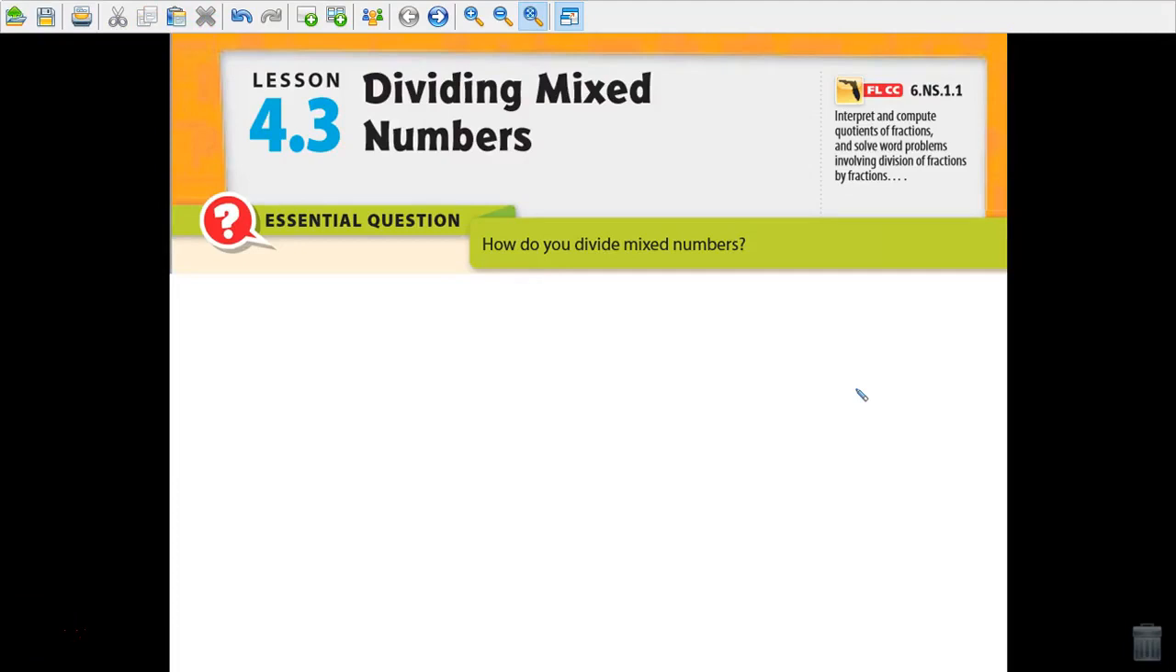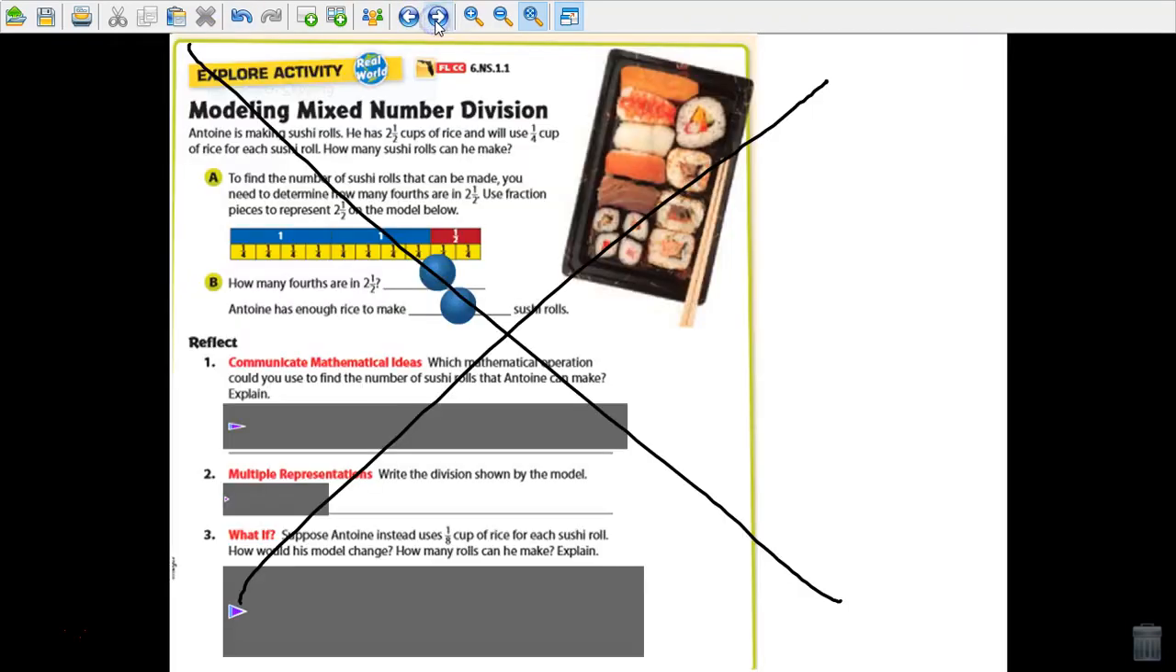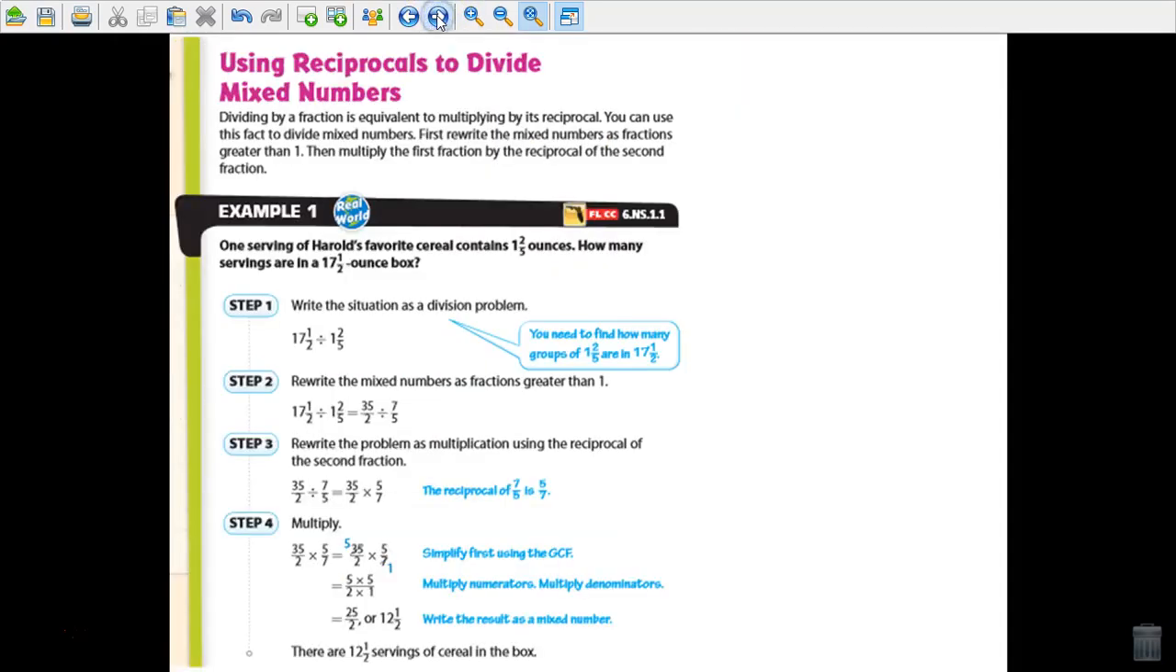So we've got lesson 4.3 going on, dividing mixed numbers, okay? So let's get started. We're gonna skip this part just because not much to it, no need for it.